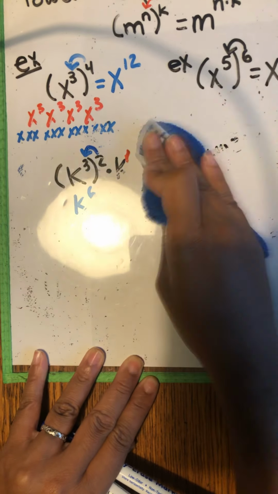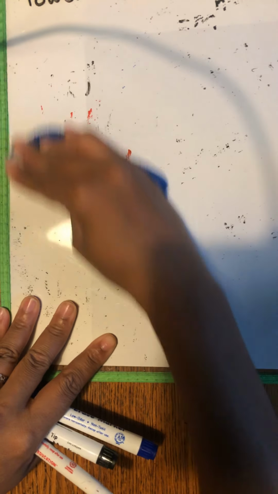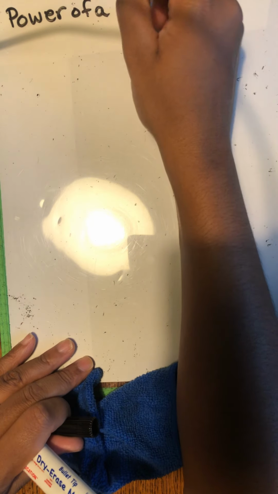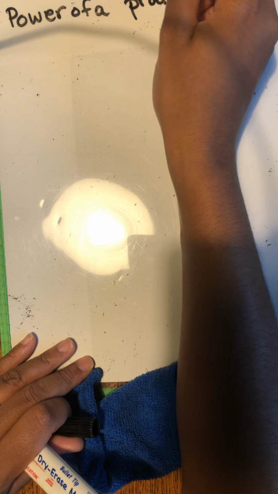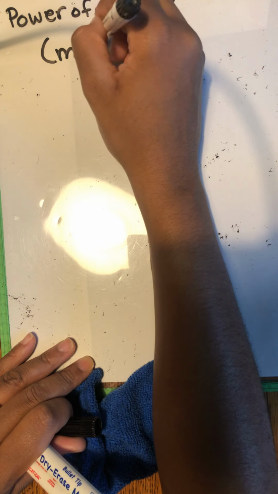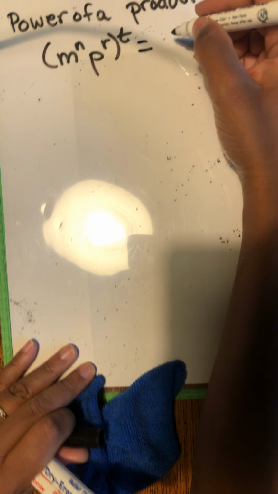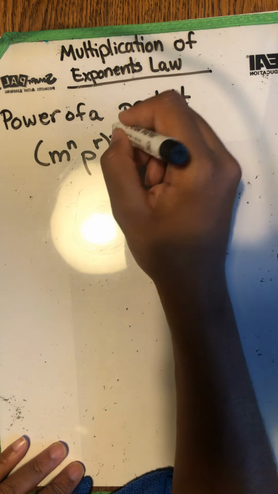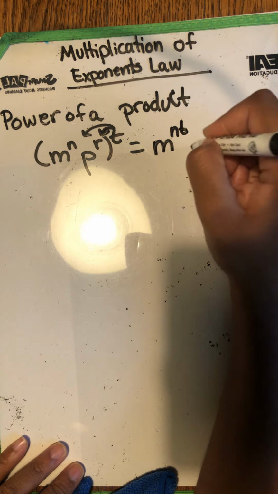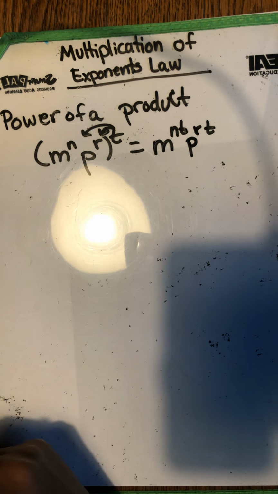The last rule is almost exactly like this one. In fact, the name is almost exactly the same. It's called power of a product. And again, this is very similar to the distributive property. So when I have two different variables inside, what you're going to do is give that to everything inside, just like we would if it was the distributive property. You're going to multiply the outside number by every exponent on the inside.